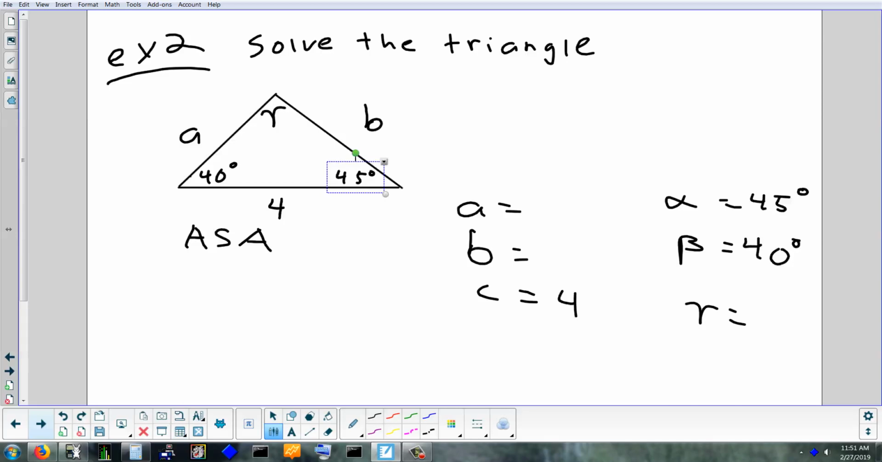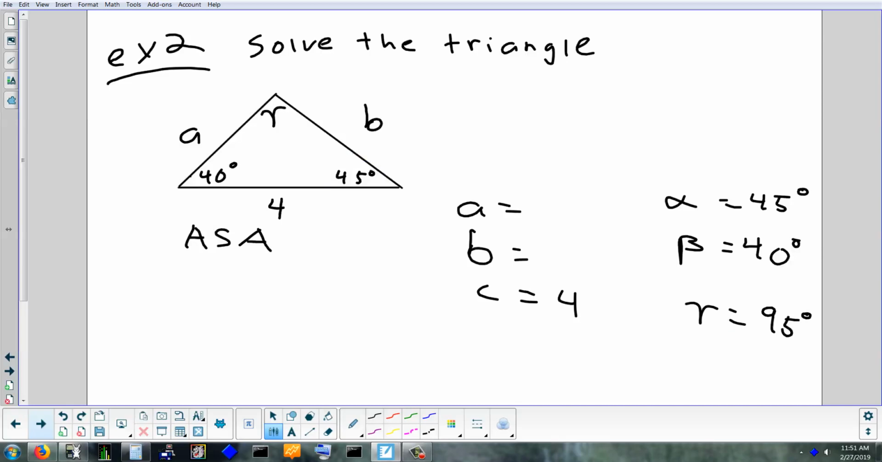Now to use the law of sines, I said you have to have a row with everything in it. Right now, do we have a row with everything in it? No. But can we find a row with everything in it? We can. And then we can use law of sines. So what would gamma be? Yeah? 95.